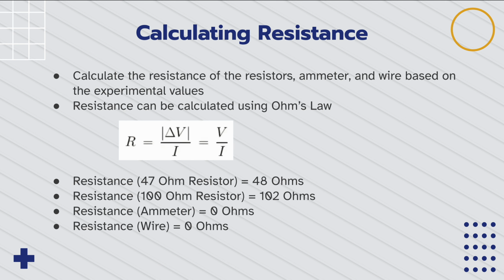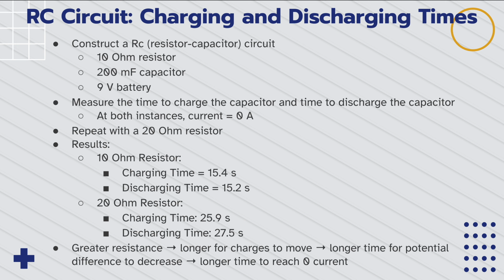Next, I calculate the resistance of the resistors, ammeter, and wire based on the experimental values. This was calculated using Ohm's law, which is shown here. The results of the resistance according to their components are shown below. An RC circuit was constructed with the components shown on the slide. Then, the time to charge the capacitor and the time to discharge the capacitor was measured for each resistor. The time to charge nearly equates the time to discharge the capacitor. Between the two resistors, the 20 ohm resistor leads to a near doubling of the time to charge and discharge relative to the 10 ohm resistor.